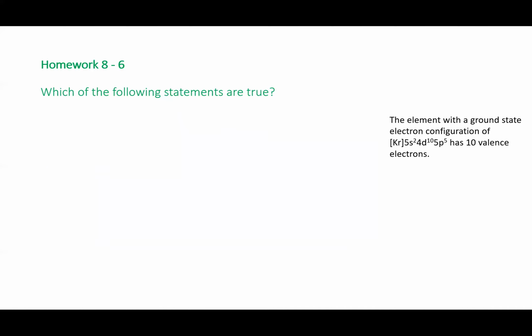Next, we have the element with a ground state electron configuration of krypton 5s2, 4d10, 5p5 has 10 valence electrons. So valence electrons are all the electrons that come after this noble gas shorthand here. So if we count here, we have 2, 10, and 5. So we actually have 17 valence electrons. So this statement is actually false.